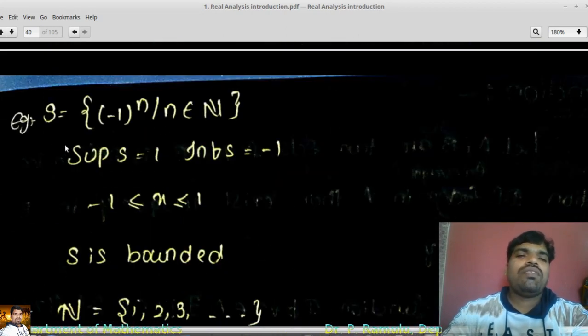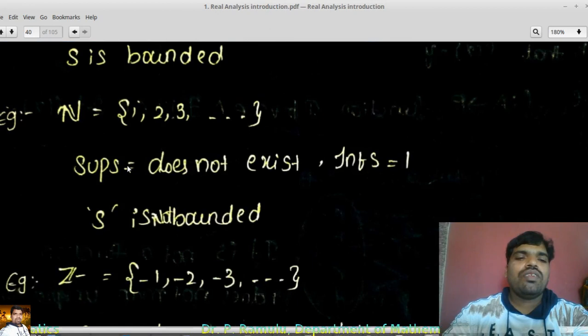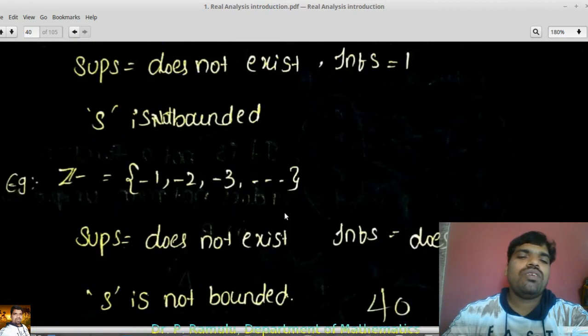If I take S is equal to {(-1)^n} where n belongs to N, the supremum is equal to 1 and the infimum is equal to minus 1, so this set is bounded. If S is equal to N, the infimum is equal to 1 but the supremum does not exist, so S is not bounded. It is only a set bounded below, not bounded above, therefore it is not bounded.